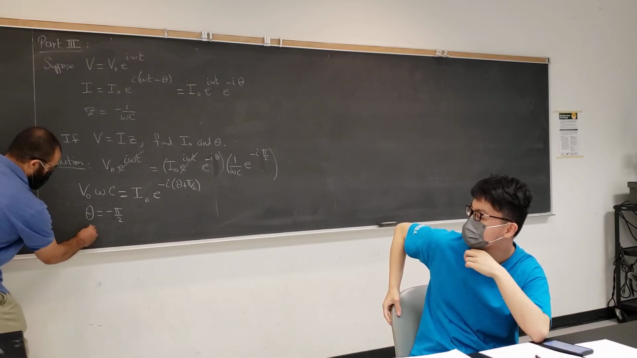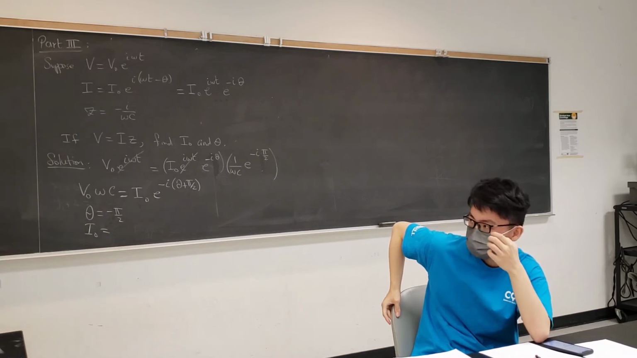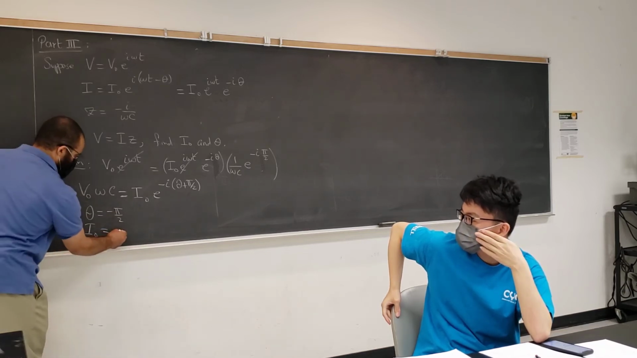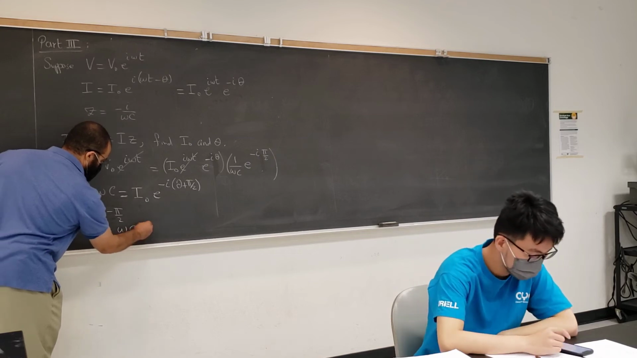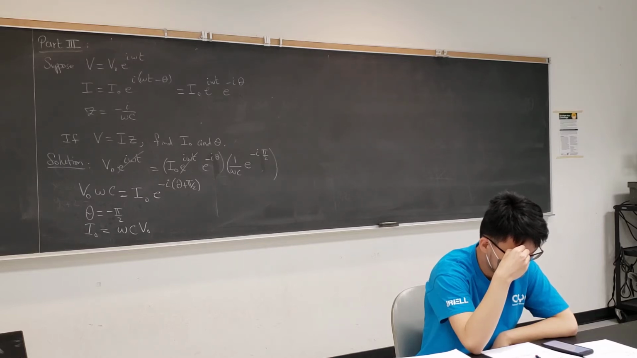How about the I0 part? If that's the case, what's I0 then? V naught omega C. Yeah, V naught omega C. Okay, for part 3.